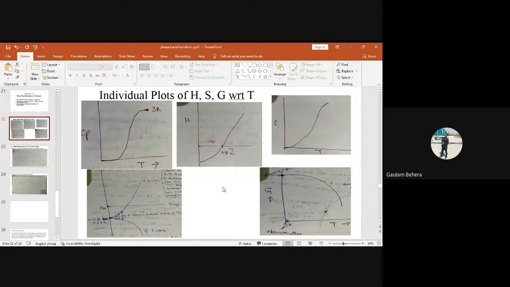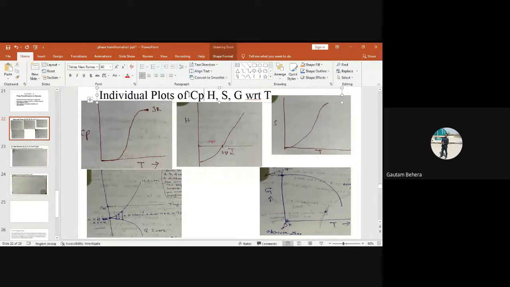So now this is the individual plot for enthalpy H, entropy S, free energy G with respect to temperature. So that means in every plot we have 2 axes. One will be the temperature axis, which is in the horizontal part, and in the vertical part we have different functions. The first one is Cp. So Cp is the heat capacity at constant pressure, or you can say specific heat at constant pressure, right?